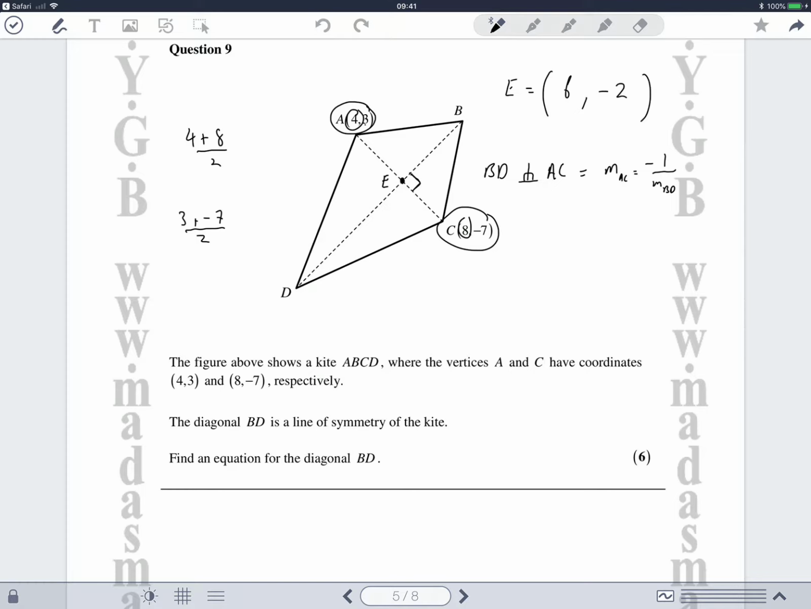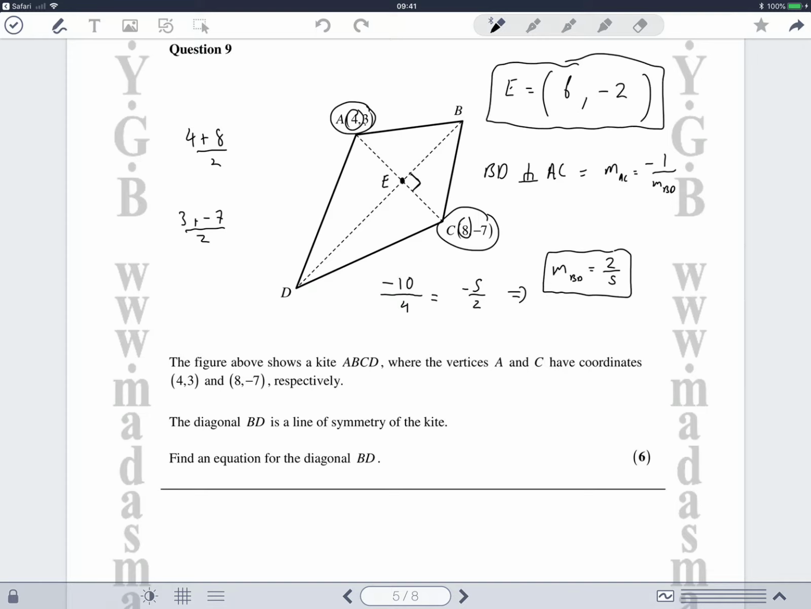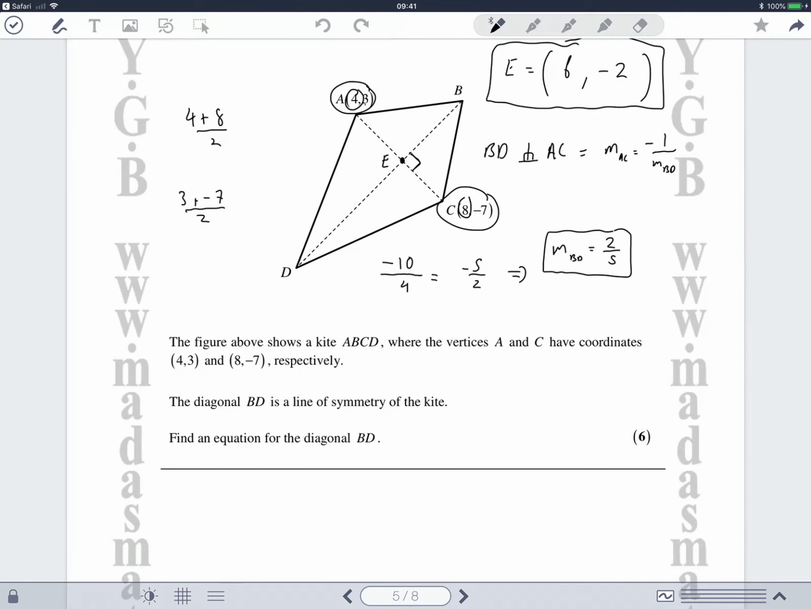So 3 to -7 is 10 down, over the change in x, and 4 to 8 is 4 along, and -10 over 4 is -5 over 2. So that means the gradient of BD is the negative reciprocal of that, which is positive 2/5. So what it's asking me to do really is find the equation of the line that goes through the point (6, -2) and has a gradient of 2/5.